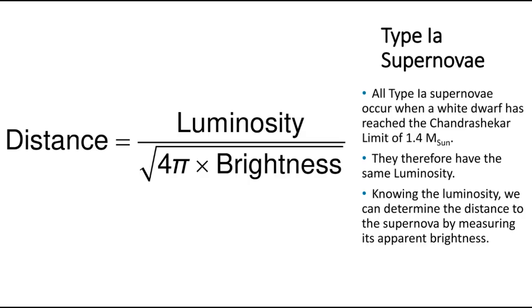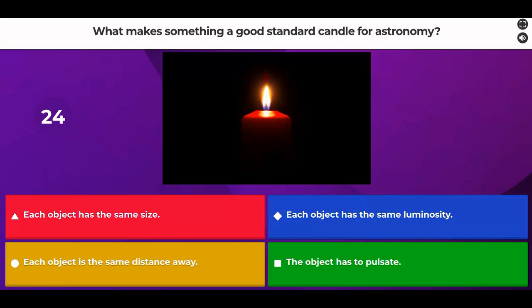So all of these standard candles come down to this equation. We can always measure the brightness just by pointing our telescopes out into space. If we can figure out some way to have a uniform luminosity, then we can get a distance out. So what makes something a good standard candle for astronomy?